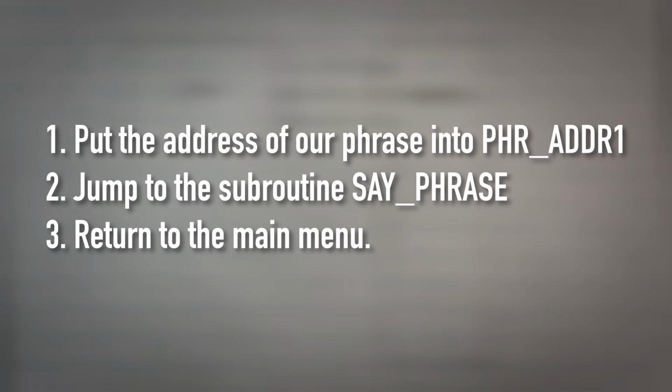Once it's done, we return from our program back to the main menu. In plain language, it looks something like this. Put the address of our phrase into phrase_address1, jump to the subroutine say phrase, return to the main menu. And in actual assembly mnemonics, it's not much more complicated.